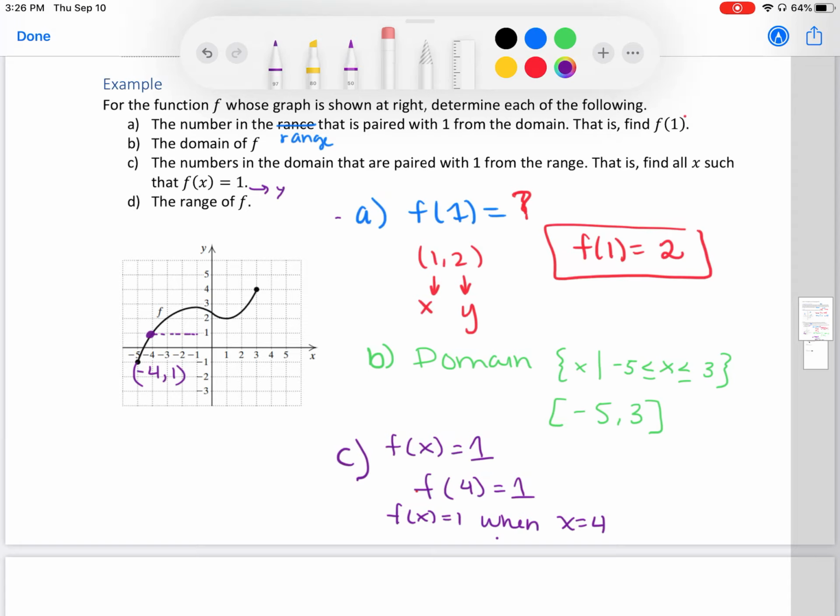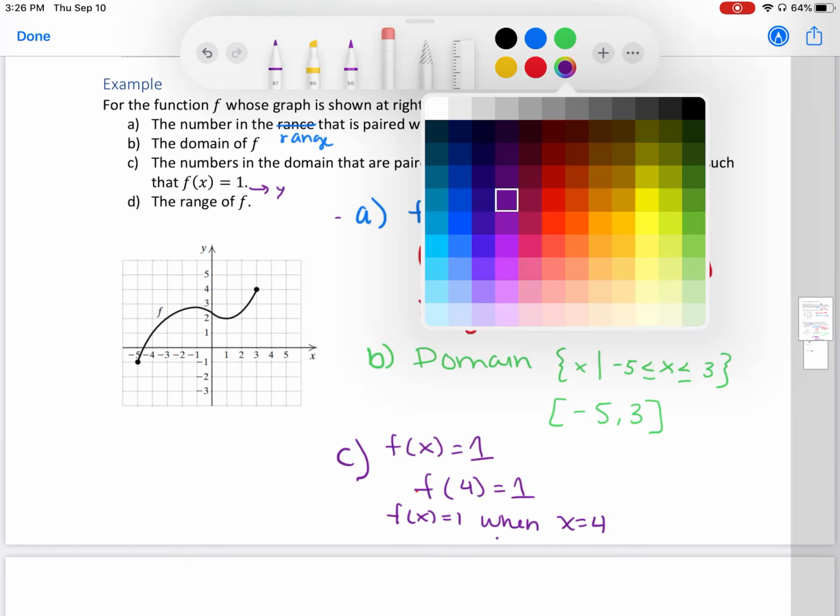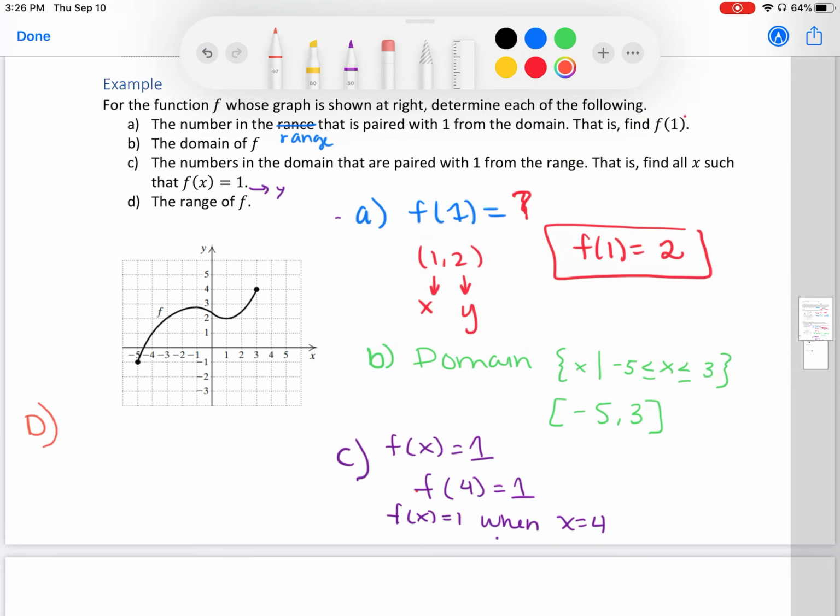All right, last question, D. The range of f. When you think of the range, you know you're thinking about your y, your outcome. When you're looking at your graph, you should look at your graph up and down. How far up does it go? How far down does it go? So if I look at my graph, looking up and looking down, we see that my highest peak along my y is a 4. The lowest peak along my y-axis is a -1.